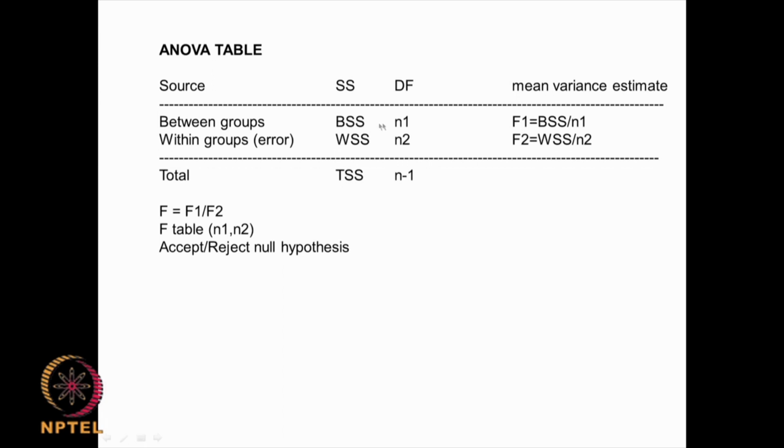Now, how do you calculate F? F1 is nothing but mean variance. So, mean means BSS by N1, and mean means WSS by N2. Now, F is given by F1 by F2, you are dividing by error. So, if the error is very small, F will come out to be very large, and then we compare with the table F for N1 and N2 degrees of freedom, and then you accept or reject the null hypothesis.